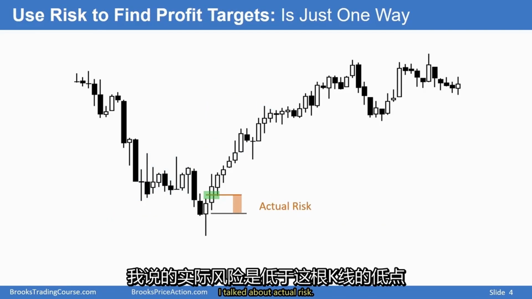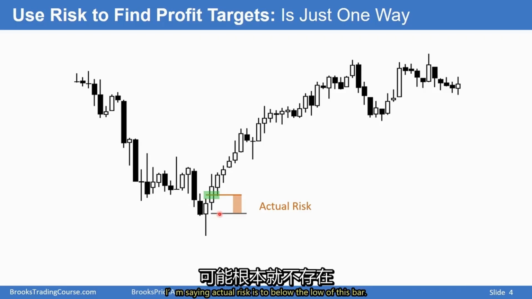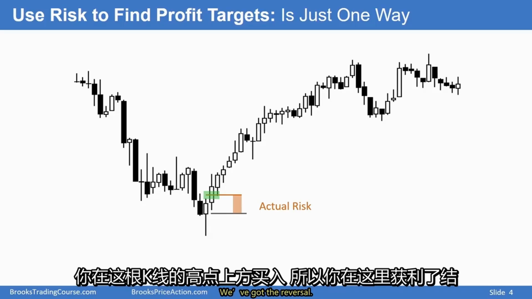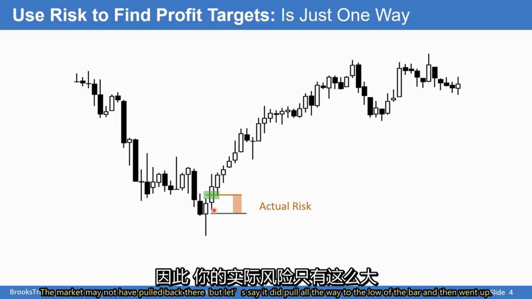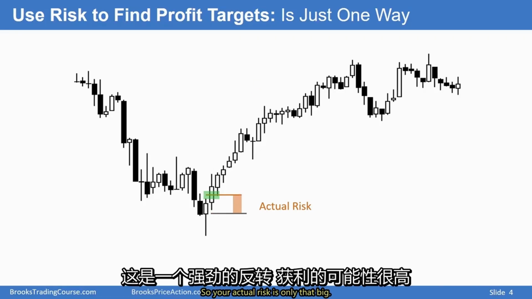I talked about actual risk. I'm saying actual risk is to below the low of this bar. It might not even be there. You get the reversal, you buy above the high of this bar, so you get filled right here, and the market may not have pulled back there, but let's say it did pull all the way to the low of the bar and then went up. So your actual risk is only that big.